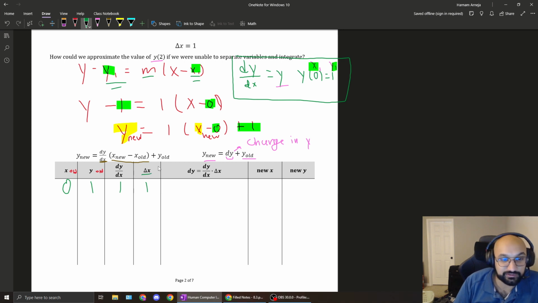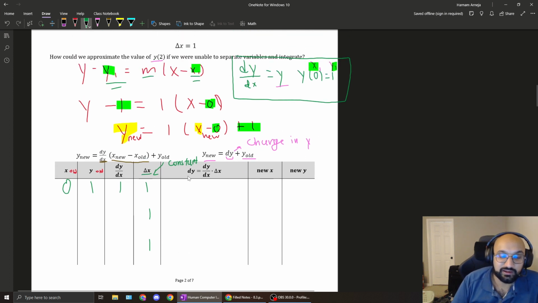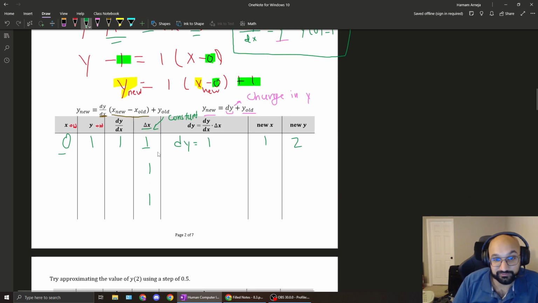Delta x is a constant throughout the whole problem. It's constant in the sense that once you pick delta x, you're going to keep making equal sizes. So this number is the same the whole way down. All right, so dy dx is just equal to these two numbers multiplied. So therefore dy is equal to these two numbers multiplied. So that's just 1 again. And then our new x is the old x plus delta x. So 0 plus 1 makes 1. And our new y is going to be our old y, which is 1, plus the dy, which is 1, to make 2. And now you get to repeat this process.